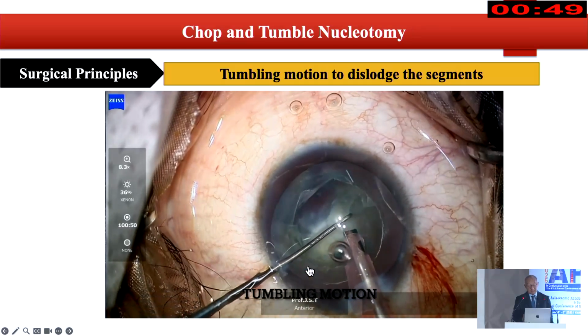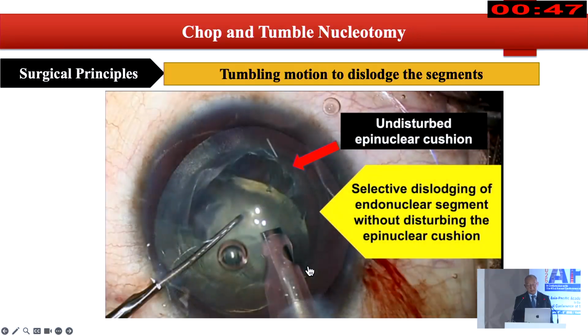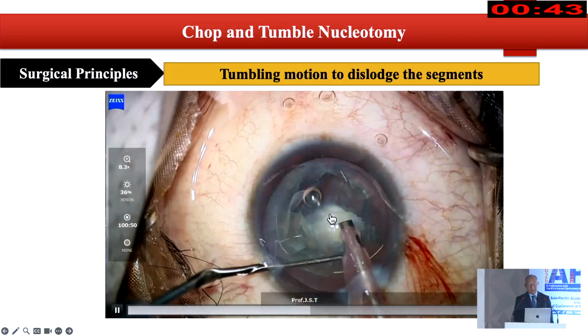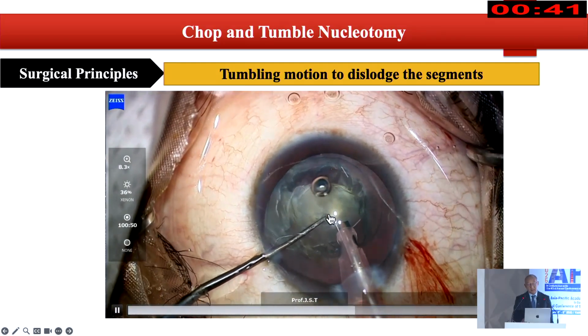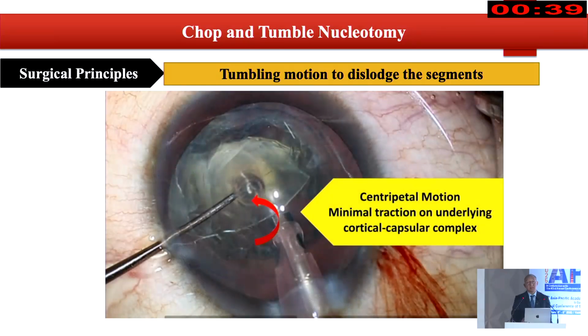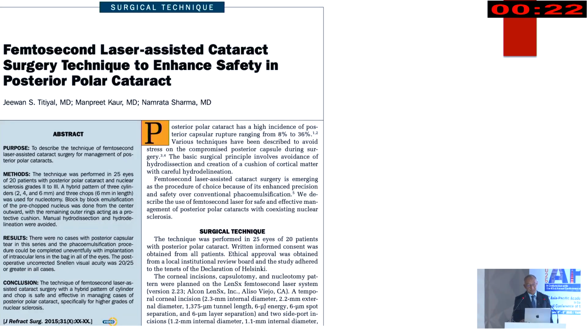Now, I can just pull the piece to the center. You can see this is without disturbing the epicortical cushion. I have selectively delineated the core of the nucleus to the center, and this safeguards the posterior capsule. If you follow this technique, you will never have a posterior capsule opening during your surgery. It might open up subsequently when you take out the epicortical cushion, and that is not going to give you any drop of the nucleus to the posterior capsule.